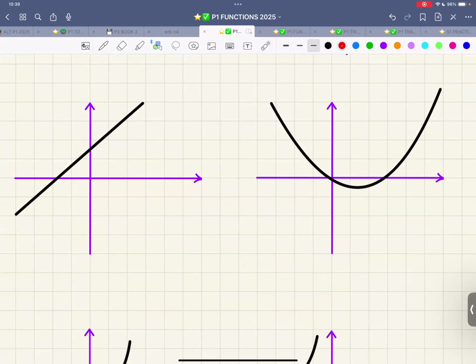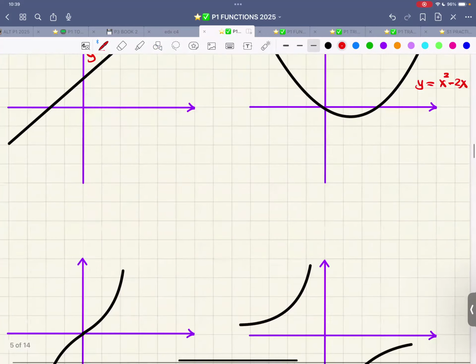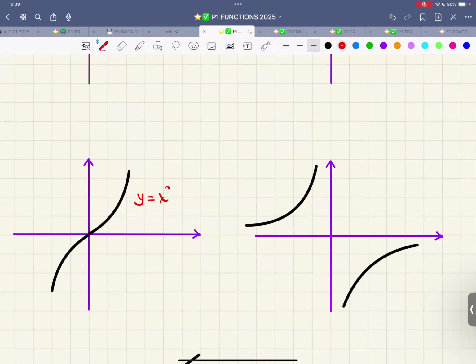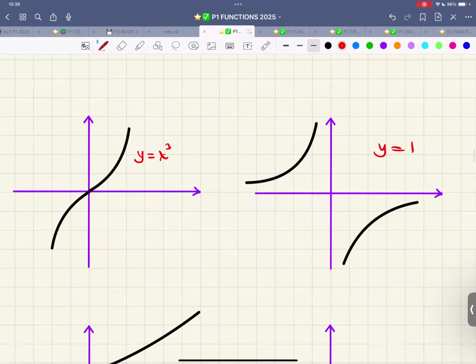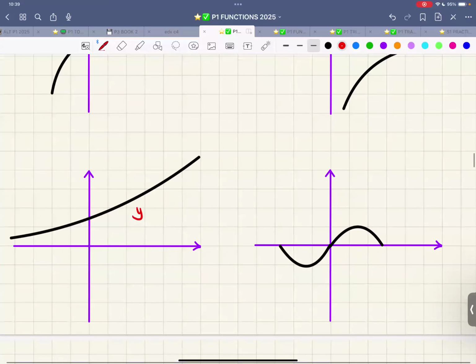This is y = 2x + 1. Let me write it over here, y = 2x + 1. This is y = x squared minus 2x. This is y = x cubed. This is y = 1 over x. This is y = 2 raised to the power of x. This is y = sin x from negative 180 degrees to positive 180 degrees.